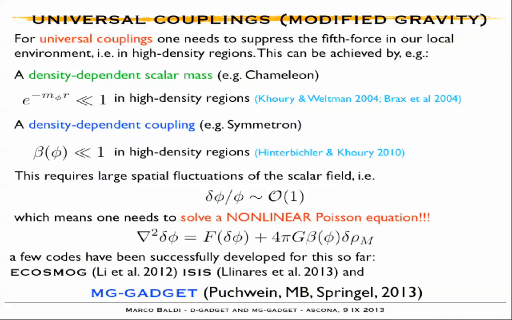Now, to have this kind of screening mechanism, you require large fluctuations of the scalar field, which means that this equation will always be nonlinear. So you always have to solve a nonlinear Poisson equation, and this is a very difficult problem. A few codes have been developed so far. Two of them are based on Ramses, Ecosmog and ISIS. And one of them, which is the code I will talk about today, is based on GADGET. We published the paper recently on this, and the main developer is Ewald Puchwein from Heidelberg.